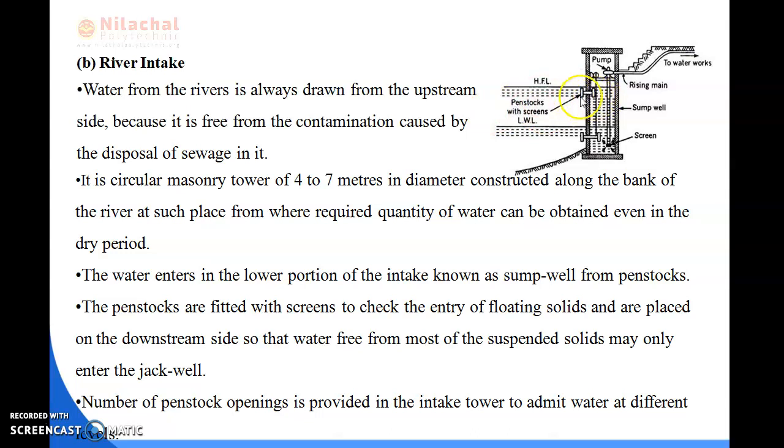It is fitted with screens to check the entry of floating solids and is placed on the downstream side so that water free from most of the suspended solids may enter the jack well. And a number of penstock openings are provided in the intake tower to admit water at different levels. This is the penstock fitted with the screen, and this is another penstock. They have been provided in the intake tower to admit water at different water levels.